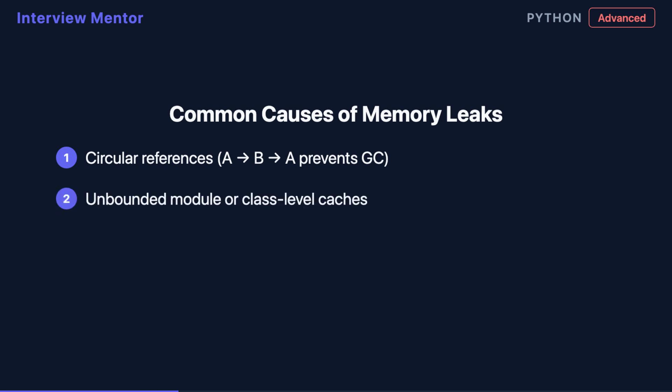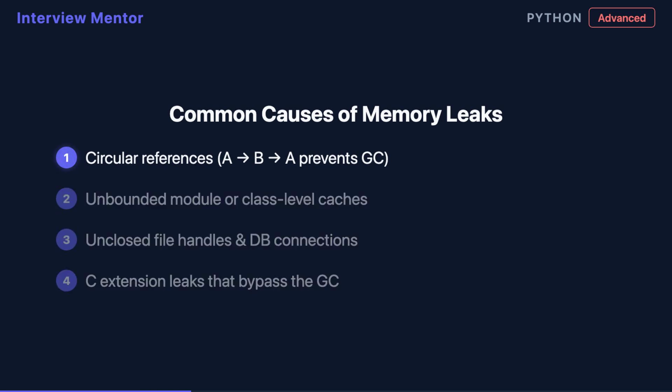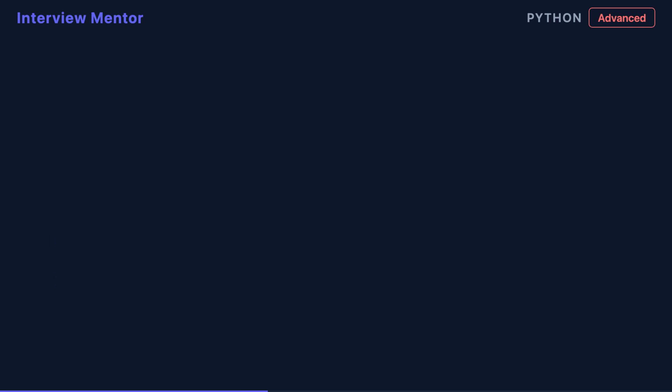Know what you're hunting. Circular references where objects hold references to each other prevent garbage collection. Unbounded module or class-level caches grow forever. Unclosed file handles and database connections accumulate silently. And C extension leaks bypass Python's garbage collector entirely.